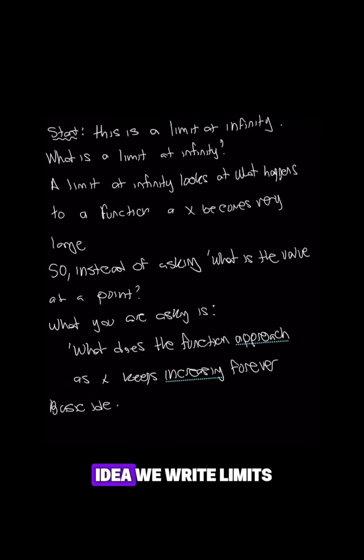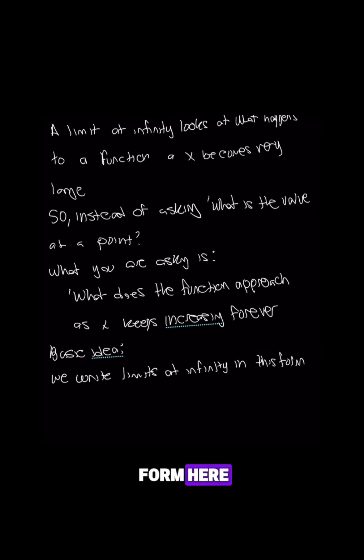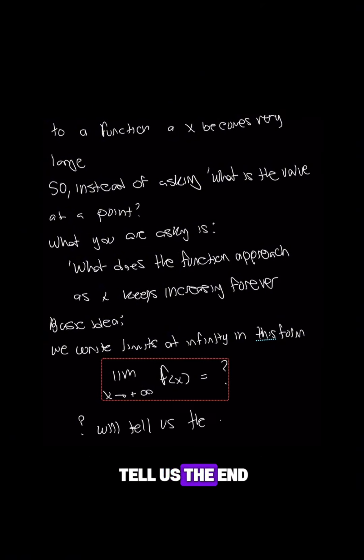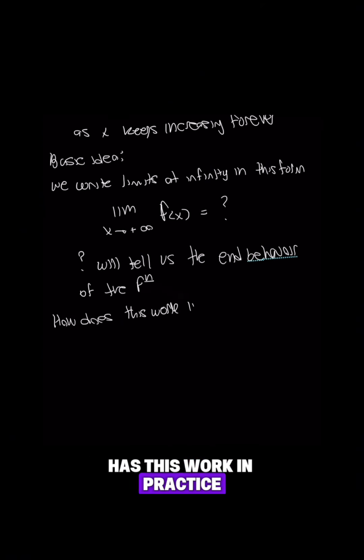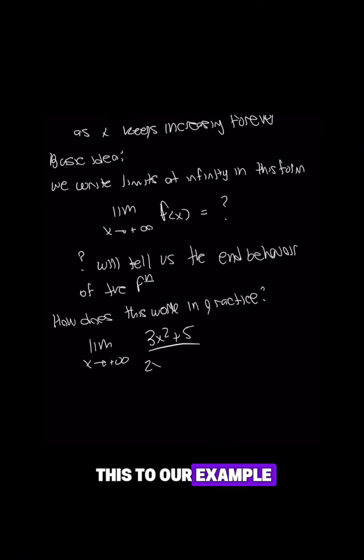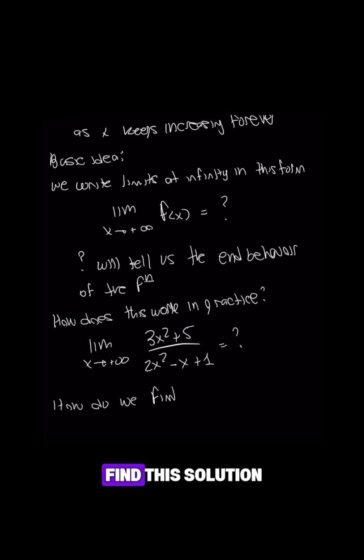So what's the basic idea? We write limits at infinity in this form here, where the question mark will tell us the end behavior of the function. How does this work in practice? So we can apply this to our example. This is our example here. How do we find this solution?